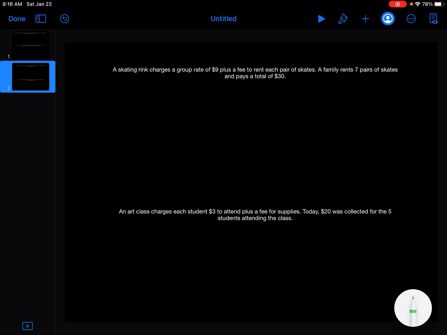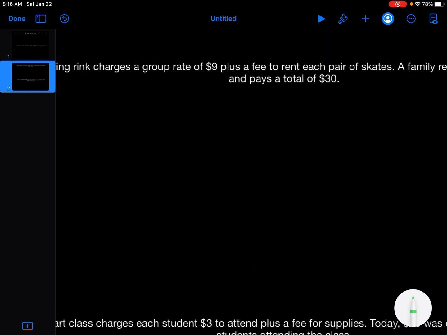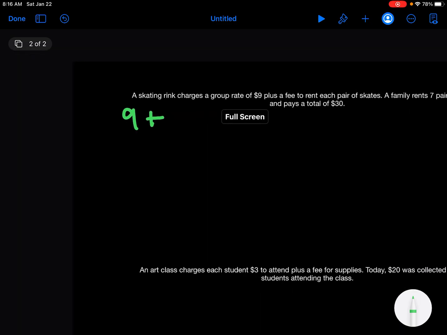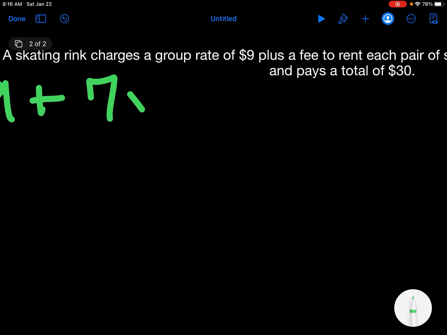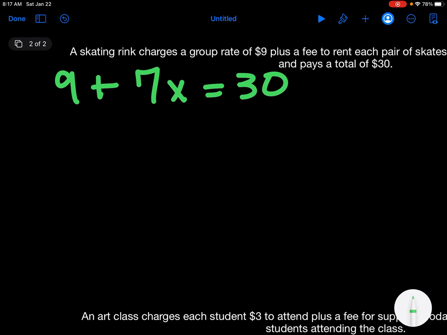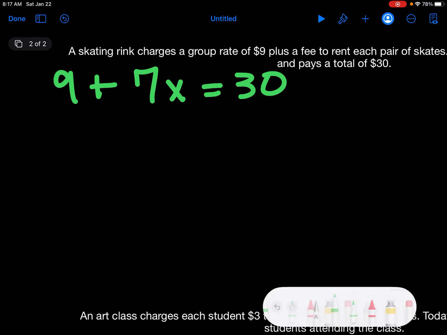Let's take a look at 2 more examples. A skating rink charges a group rate of $9 plus a fee to rent each pair of skates. A family rents 7 pairs of skates and pays a total of $30. Okay, so I have my $9 fee plus the 7x because I don't know how much it costs for the pairs of skates. And so they're paying a total of 30.